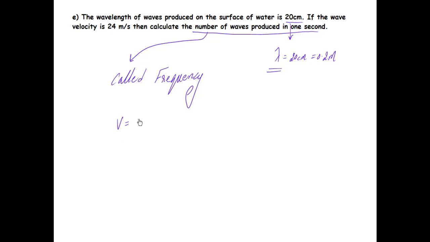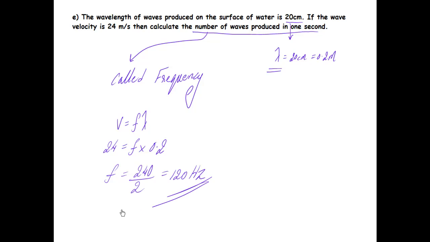So, we can always use the formula V is equal to F lambda to calculate F. Velocity is 24. Frequency is what we don't know, and wavelength is 0.2 meters. So, therefore, the frequency will be 240 upon 2, which is 120 hertz. So, the frequency of the wave will be 120 hertz.